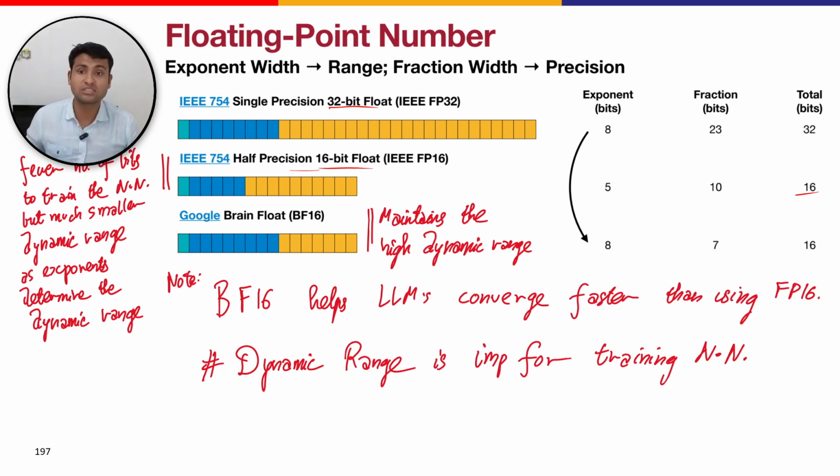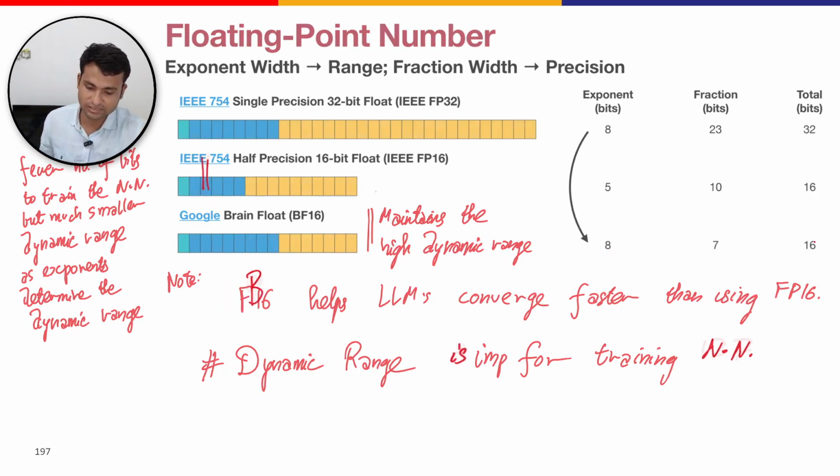So you take the same machine learning model and do the same training. In one you use FP16 and in another one you use BF16. Just by being able to represent a higher dynamic range in the mathematical calculations, you are able to converge faster. And here the exponent bits are 8 and the fraction bits are 7, so total bits 16.